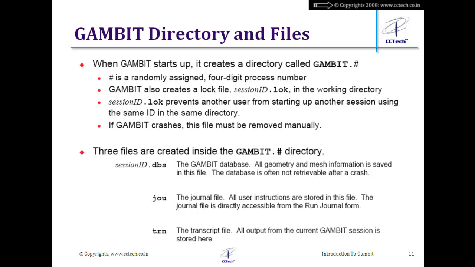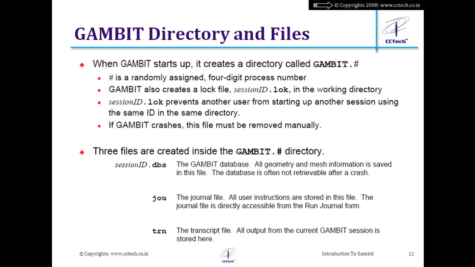That command will actually be stored in that particular JOU file, and next time if I want to create the same cube, then rather than using the GUI, I can go to the journal file, copy that command, paste it and execute the command. That is what I can do. So that is the use of the journal file. In fact, it's a very strong functionality available in Gambit. So all the commands which are executed by Gambit will be stored in the journal file.